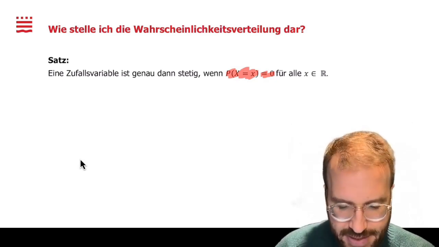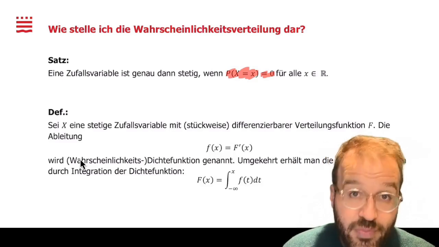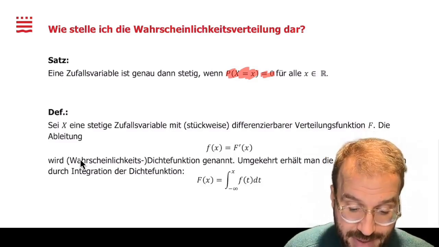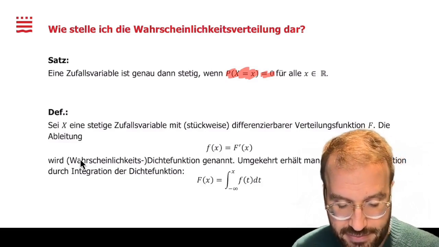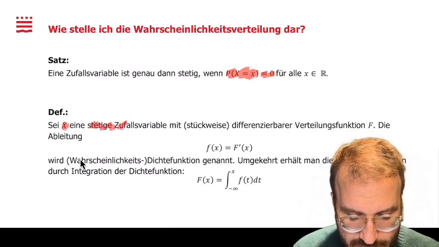And that is the probability density. And it goes as follows. We are now using differential and integral calculus here. And we have the following definition. So we have our continuous random variable.